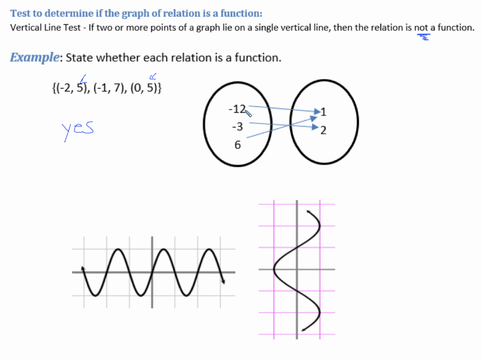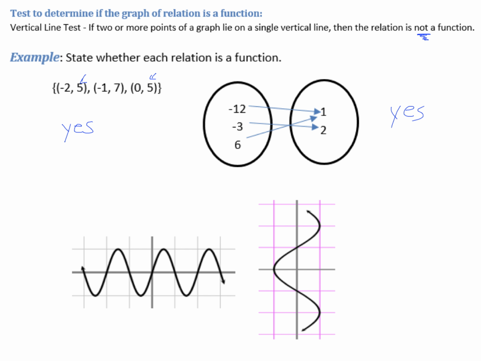Same idea here. -12 only goes to 1, -3 to 2, and 6 to 1. -12 and 6 both go to 1. That's okay. Two different x values can go to the same y value.